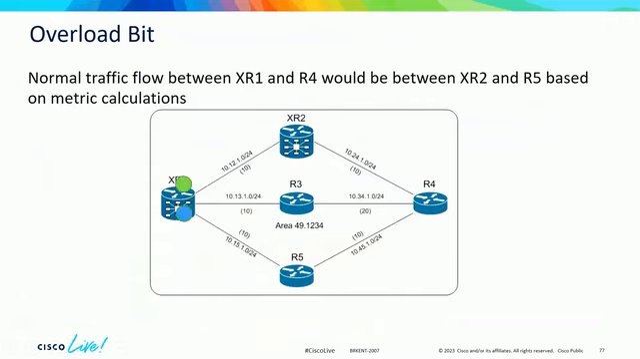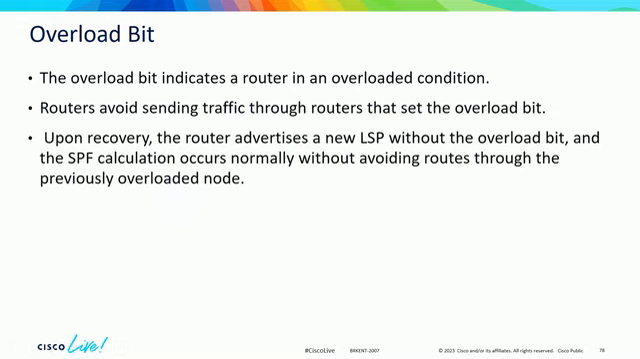There we go. All right, overload bit. So with typical traffic flow, if we look at the path through XR2, it's 10 plus 10 is 20. The bottom is 10 plus 10 is 20. Through it's 30. So normal routing is going to go through XR2 or R5. But there are times when you want to manipulate traffic flow. This is where the overload bit comes into play. It was originally built for when a router was overloaded, and how do you signify you can't take any more traffic?